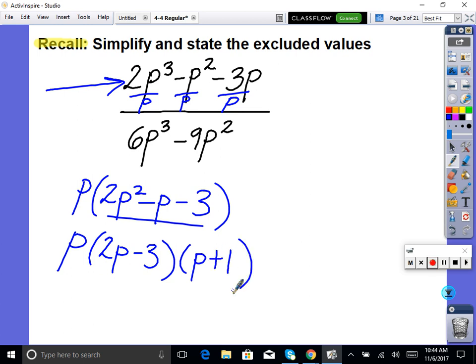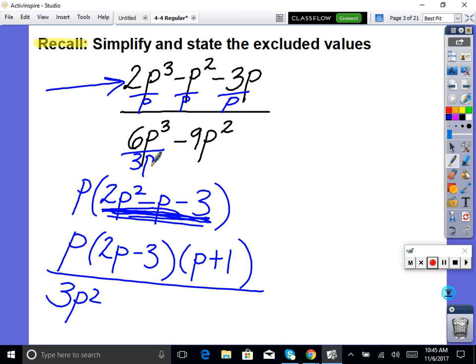Now I didn't take the time to long factor this because I know that on your own you can do that, correct? Now on the bottom, what should we have pulled out? Yep, 3p squared, divide by 3p squared, divide by 3p squared. What's left in my parentheses? 2p minus 3.